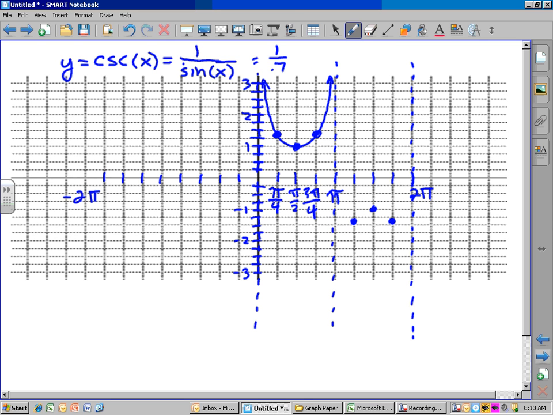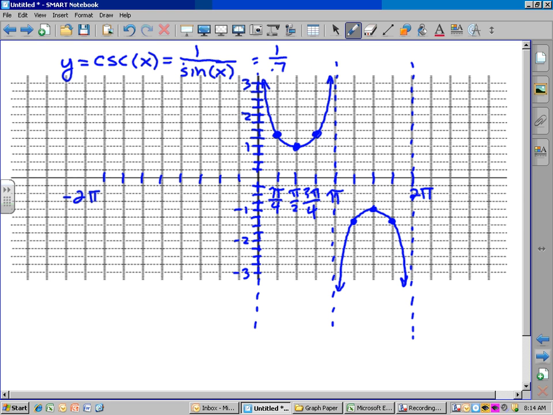So again, it looks like a parabola. It keeps getting closer and closer to that asymptote. It's not a V. Okay, it curves. And that's it. That's the full pattern, or period length, of the cosecant. So what would that length be? What's the period length? 2 pi. Okay, the pattern length is 2 pi.